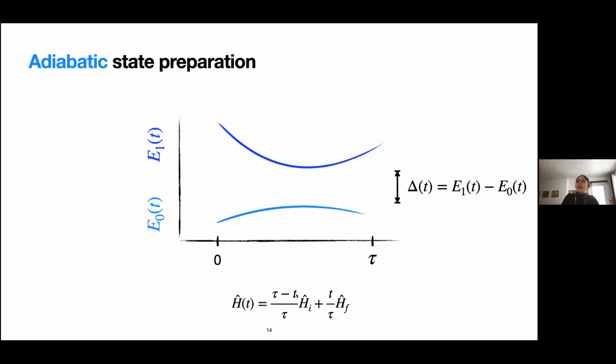So we first start by initializing the quantum computer in the ground state of a well-known and easy to prepare Hamiltonian, here noted by HI for H initial. If we initialize the system in this ground state and have a time-dependent Hamiltonian that links those two, initial and final Hamiltonian, and we perform an evolution that is slow enough, we're going to remain in the ground state all along the evolution. And when I say slow enough, I mean slow enough compared to the gap.